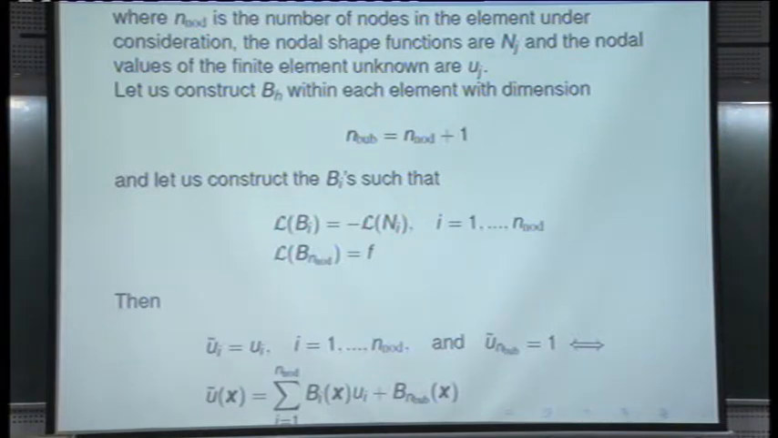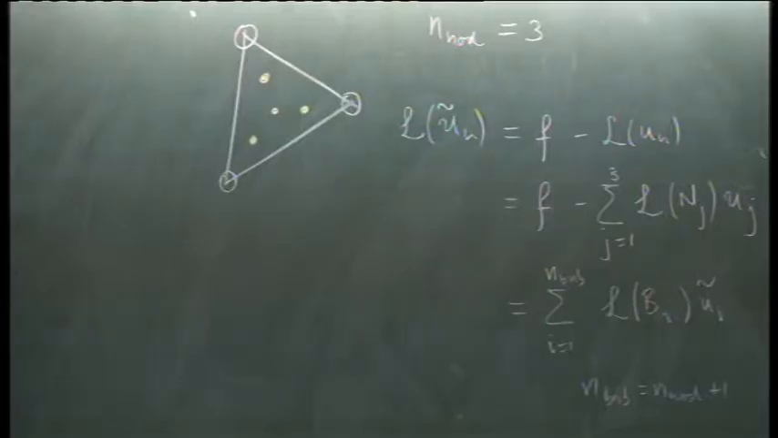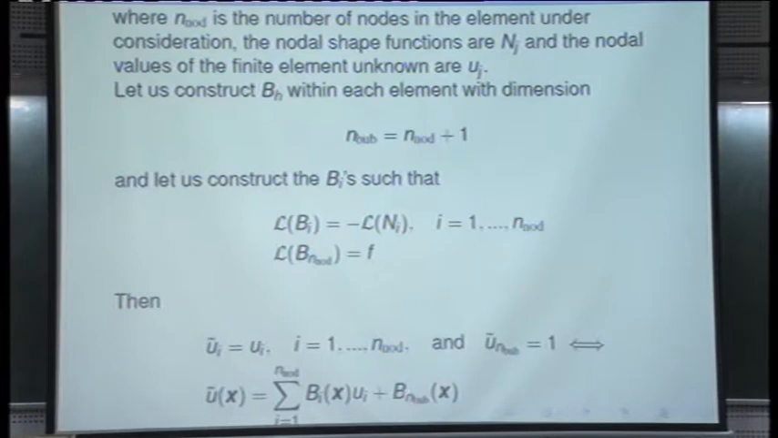Why? You just have to check it. L of U tilde will be equal to L of Bi, but L of Bi is minus L of Ni, and L of Ni multiplied by the nodal value of node I is precisely minus L of U plus L of B last bubble, but L of B last bubble is equal to F. Okay, so if we solve this problem, then the solution will be given by that and will be exact. You see? So if we are able to obtain those bubbles, the exact solution will be this one.